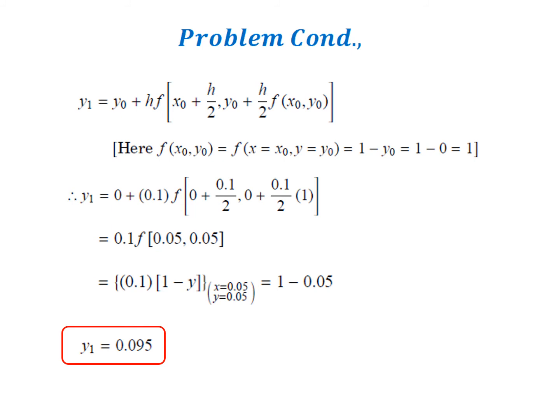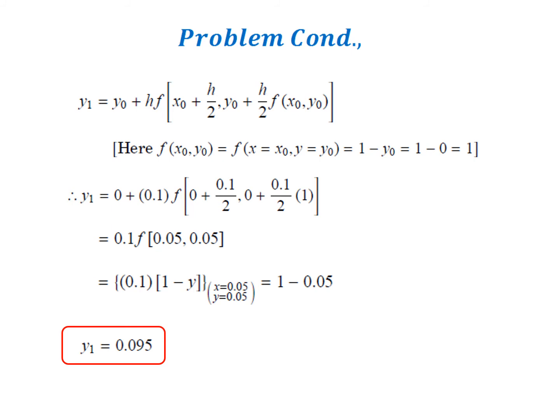We need to calculate f(x0, y0), which means f(0, 0). f(x, y) is 1 - y, so f(x0, y0) = 1 - y0. The y0 value is 0, so this particular value is 1. Now y1 = y0, which is 0, plus h, which is 0.1, times f(x0 + 0.1/2, y0 + 0.1/2 * f(x0, y0)), where f(x0, y0) is 1.